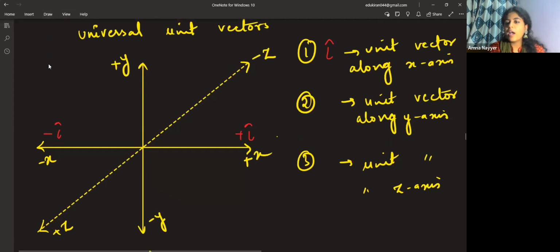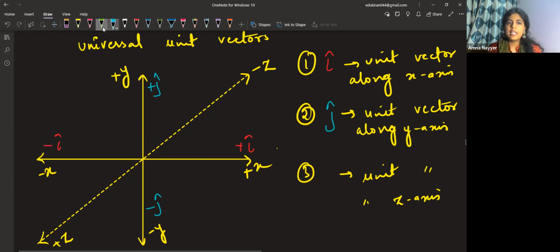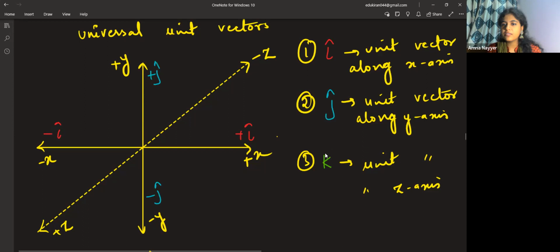So, wherever you have to tell force along x-axis, no need to write like 5 Newton force along x-axis. No, 5 i-cap. That's it. Your answer is done. Right? Wherever you have to tell the direction along y-axis, upwards, write the unit vector. And what is the unit vector along y-axis? It's j-cap. So for positive y-axis, you have plus j-cap. For negative y-axis, you have minus j-cap. Fine? J-cap for y-axis. Lastly, for z-axis, you have k-cap.